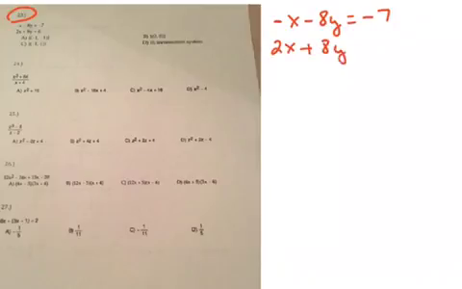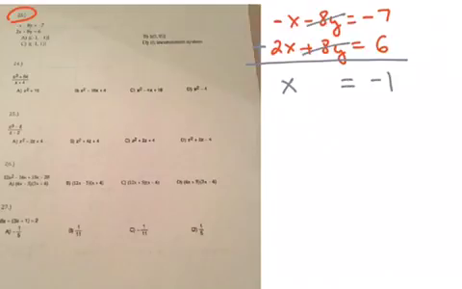Okay, let's take a look at 23. So 23 is minus x minus 8y equals negative 7, and on the bottom we have 2x plus 8y equals 6. So if I'm solving this system of equations, elimination is probably the best method, because if I add the two, I get x, the negative 8y and the 8y cancel out, so I get x equals negative 1.